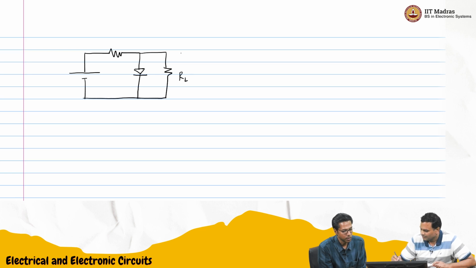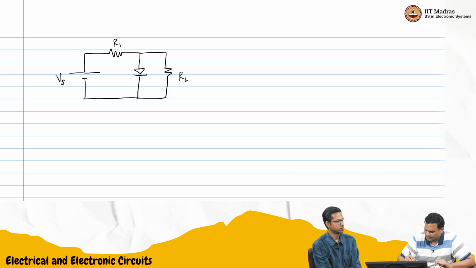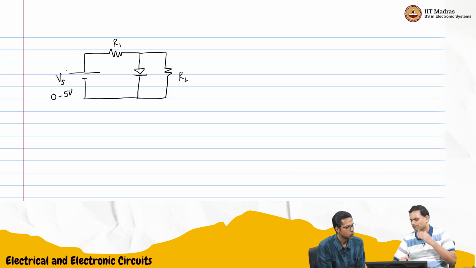So this is RL. This is some R1. And this is your diode. And again, you're going to sweep Vs from 0 to 5 volts or whatever it is.